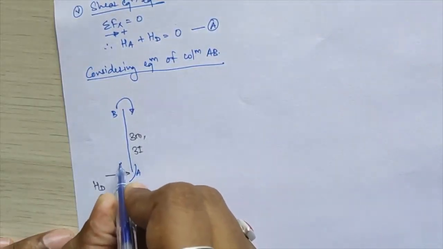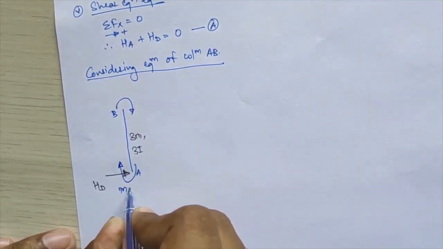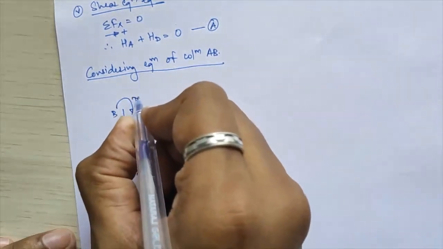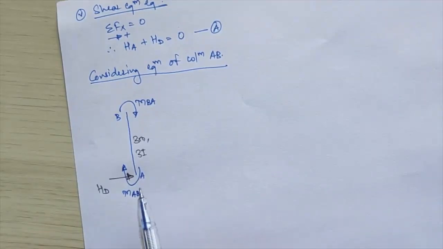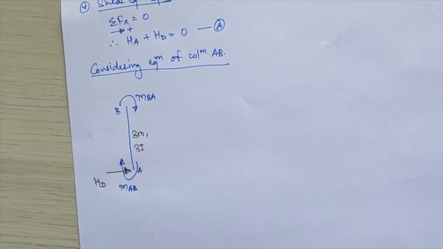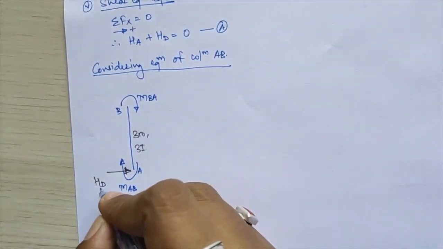Okay, suppose whatever moment acting here, that will be your MAB. Here the final moment acting, that will be your MBA. Okay, initially what you have to do, you have to consider these moments acting in clockwise direction only. Okay, so I have to calculate the value of this HD over here.